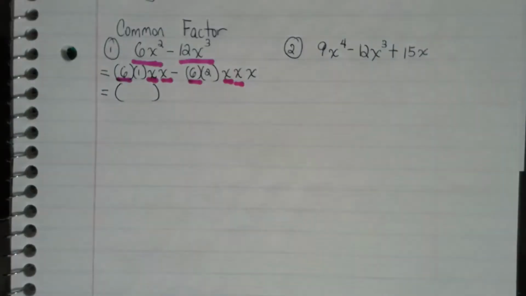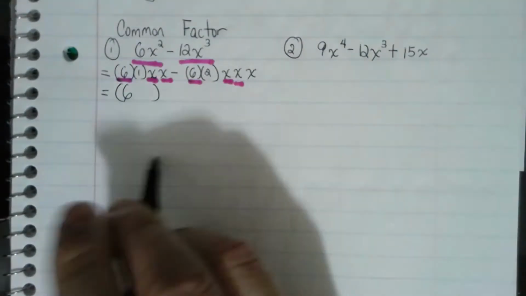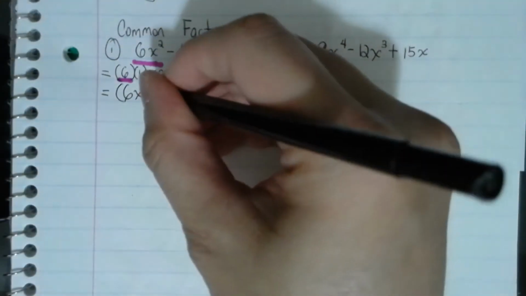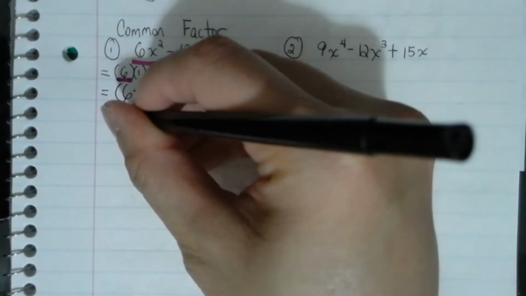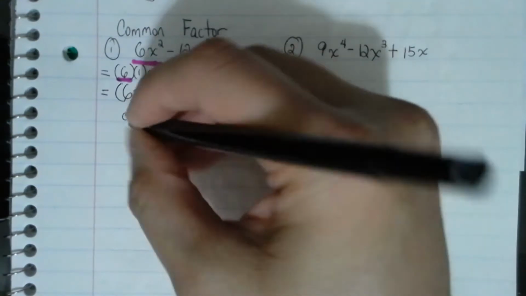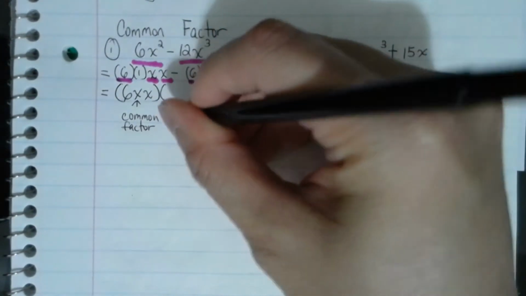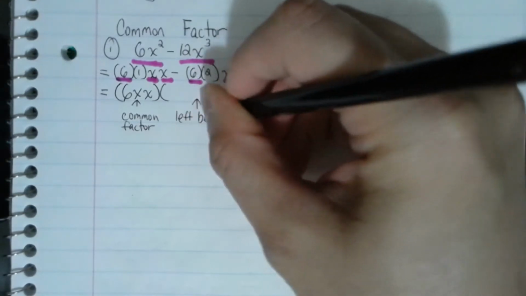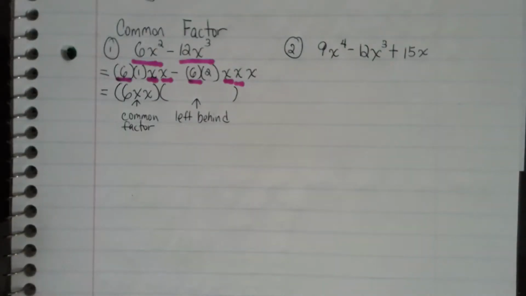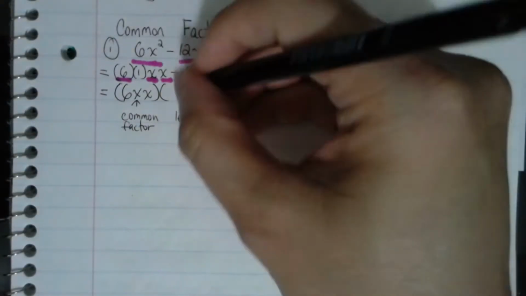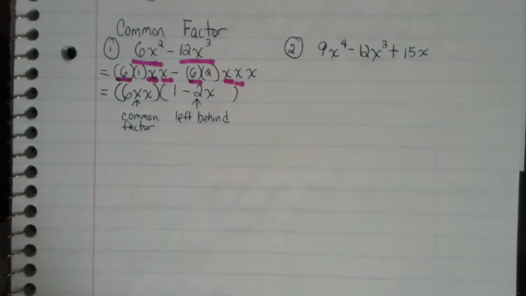So I can factor this now by putting 6, which they had in common, an x, which they had in common, and another x, which they had in common, right here in the first set of parentheses. And that is their common factor. In the second set of parentheses is what is left behind after I took that out. So you can clearly see what's not underlined is 1 minus 2x. And we have now factored that algebraic expression.